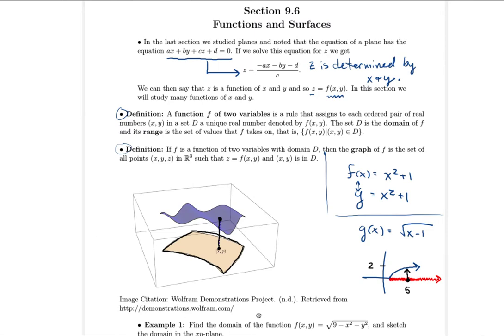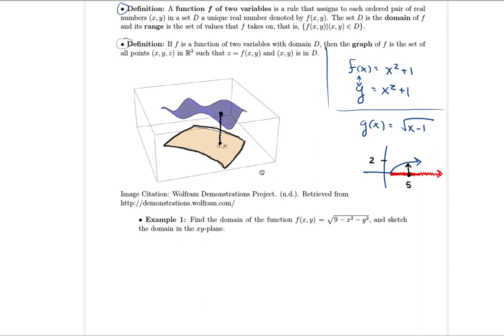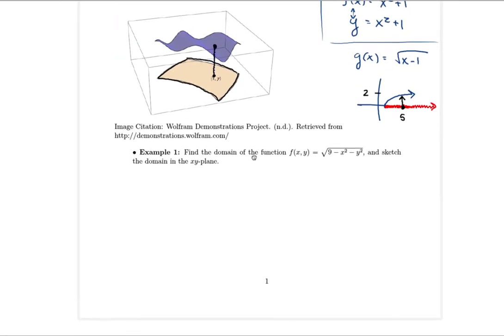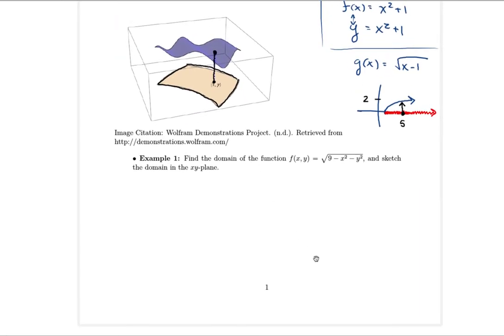All right, so let's take a look at a concrete example here. It asks us to find the domain of this function, the square root of 9 minus x squared minus y squared. Now, when you work with domains in earlier courses where you just have functions of one variable, you know that when you see square roots, whatever's inside of them has to be greater than or equal to 0. It's no different here. So we still have to say 9 minus x squared minus y squared is greater than or equal to 0.